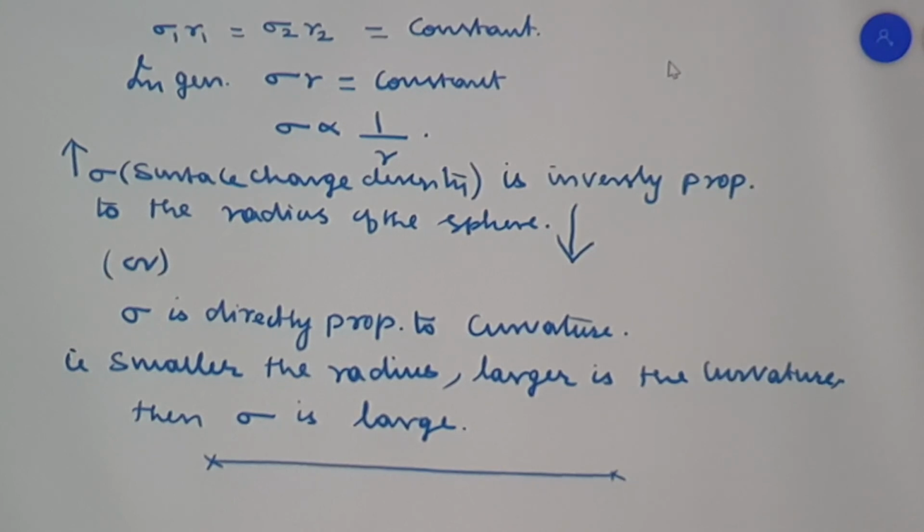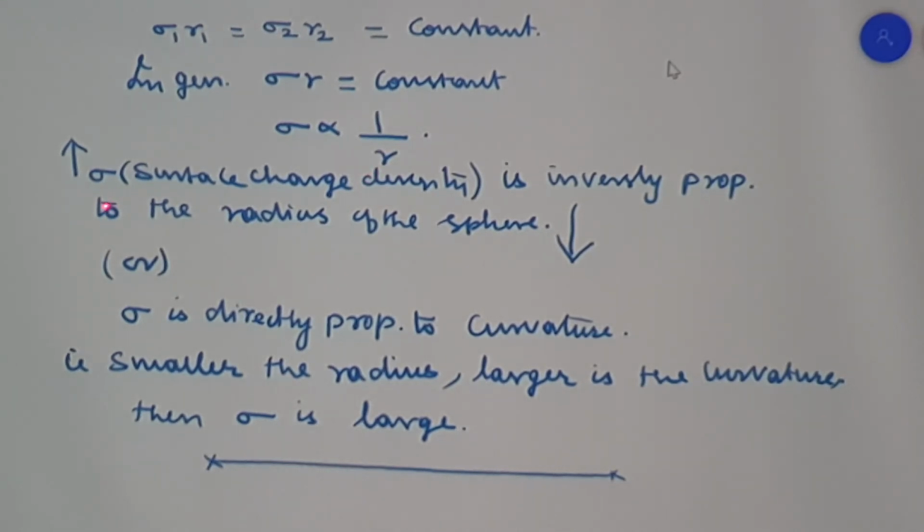See, sigma 1 is different from sigma 2, and R1 is different from R2, but on taking the product, sigma 1 into R1 is found to be equal to sigma 2 into R2. So the value is constant. So I am writing sigma 1 R1 is equal to sigma 2 R2 is equal to a constant. Or in general, I can write sigma into R equal to a constant. Or we can say sigma, the surface charge density, is inversely proportional to the radius of the sphere.